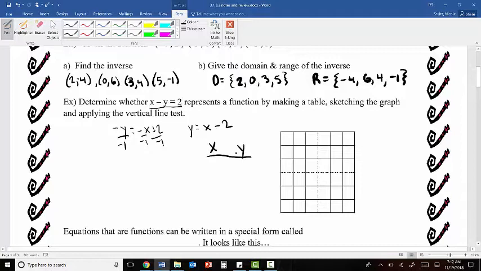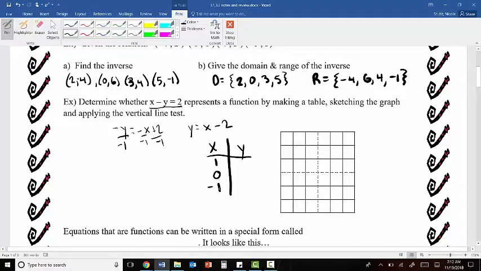So what we're going to do is just make a table. You can just make your table like a t-chart, that's fine. You need to pick anything you want really to put in for x. It doesn't matter what you pick. Now look at your graph, it's not very big, so picking something like 10 wouldn't work. But we can certainly pick 1, we could pick 0, and why don't we pick negative 1.